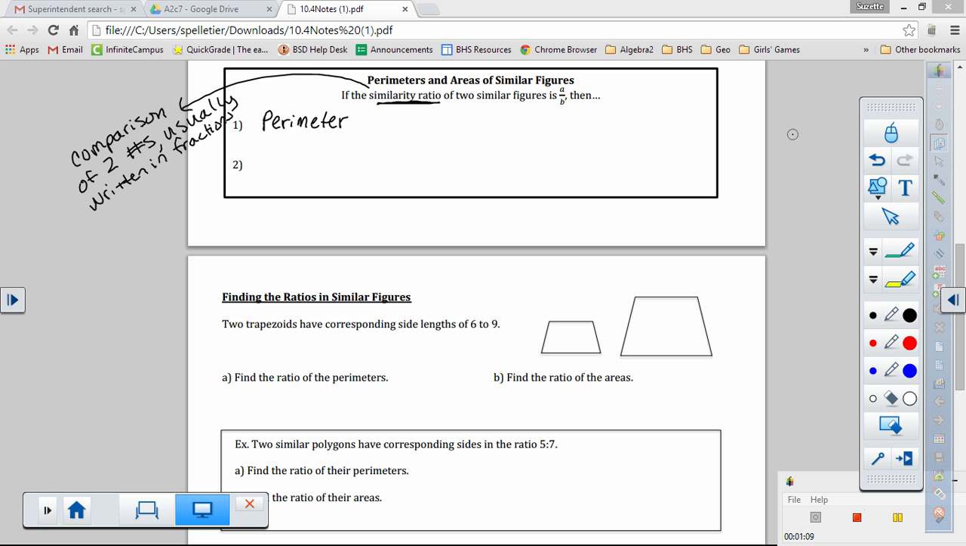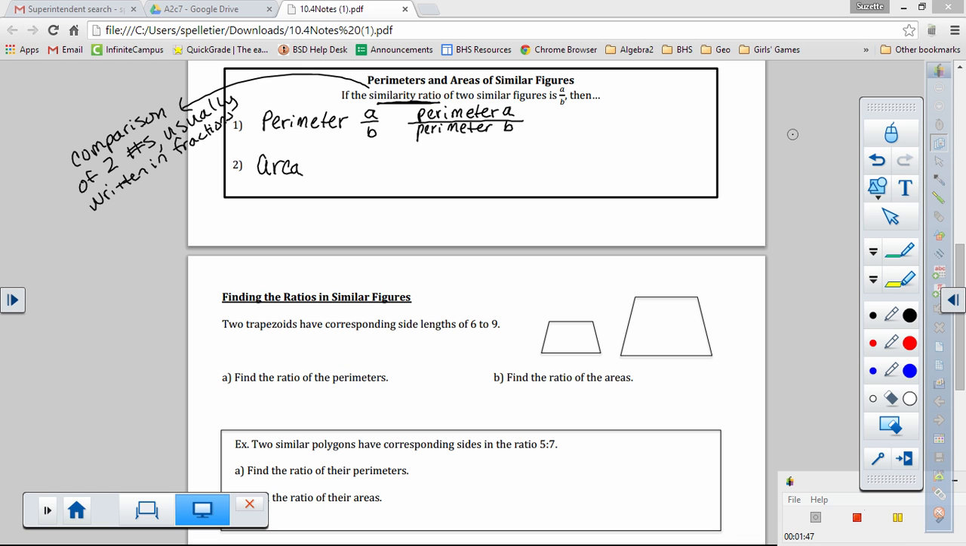So the similarity ratio of the perimeter of similar figures is A to B. So the perimeter of one figure is to the perimeter of the other figure, okay? A to B. So that means perimeter of A, wow, my marker is really being annoying. Okay. So we have the perimeter of A is to the perimeter of B. All right, area.